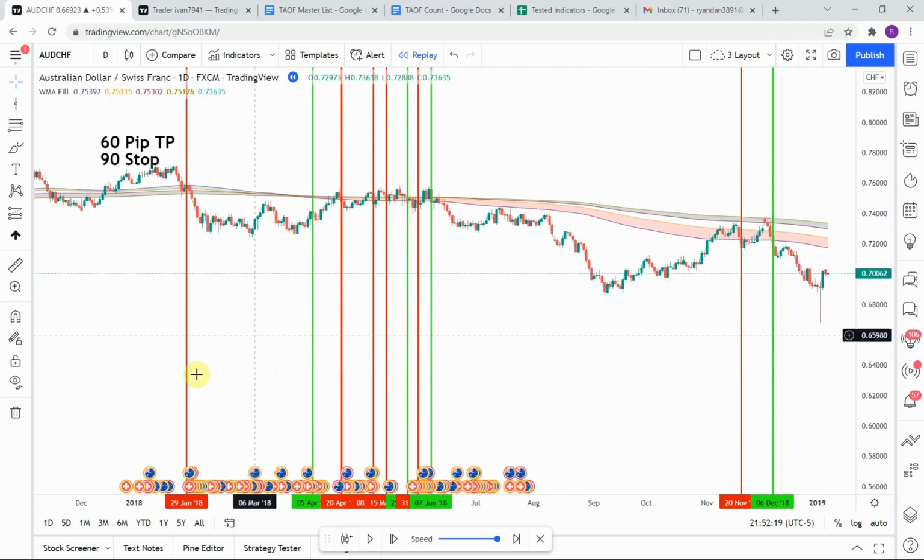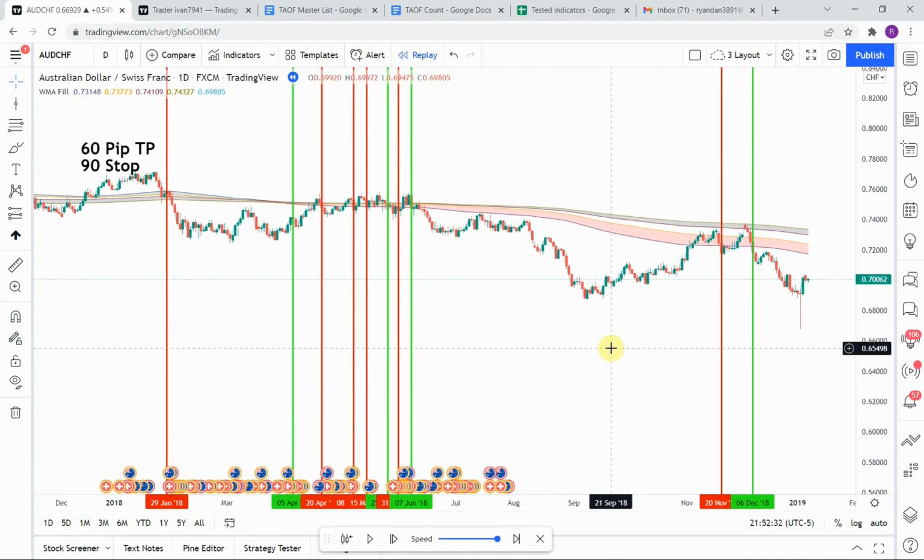So we have 1, 2, 3, 4, 5, 6, 7, 8, 9, and 10. So we have 10 trades all together, and we have 1, 2, 3, and 4 winners. So unfortunately, that is not going to meet the 60% criteria that we are looking for.